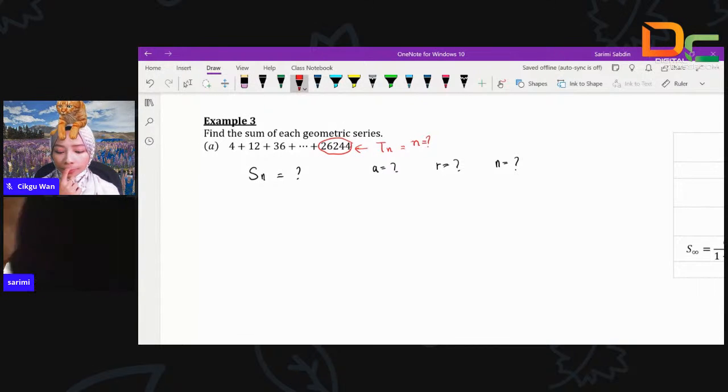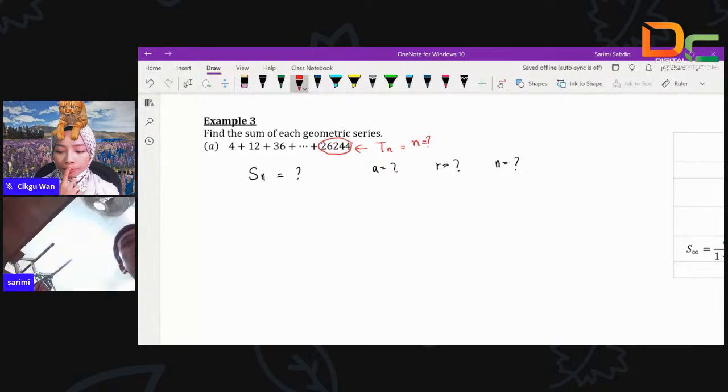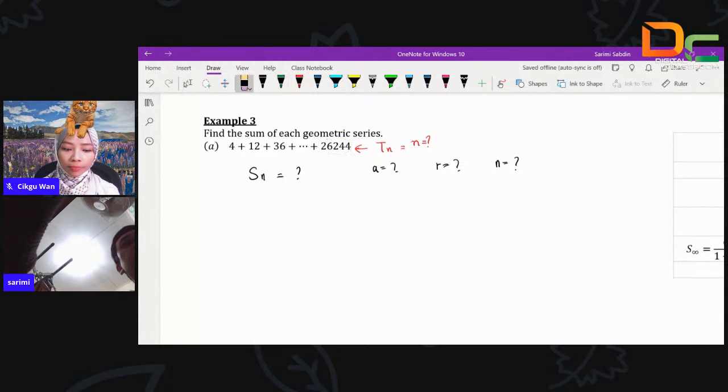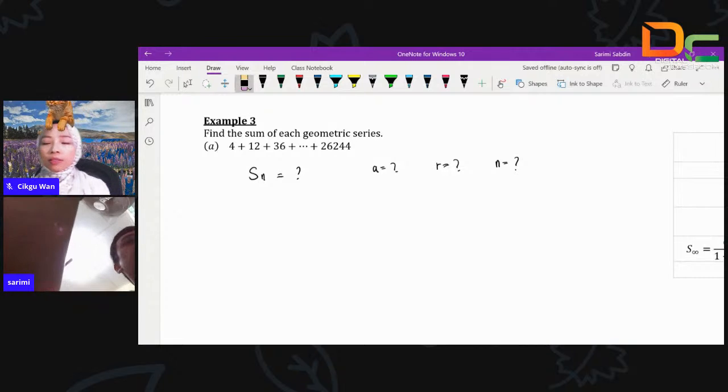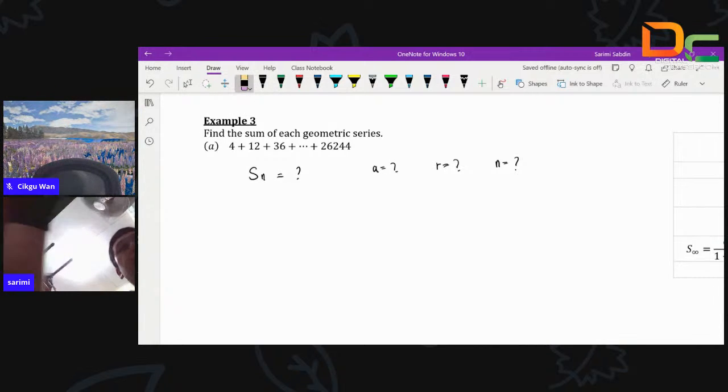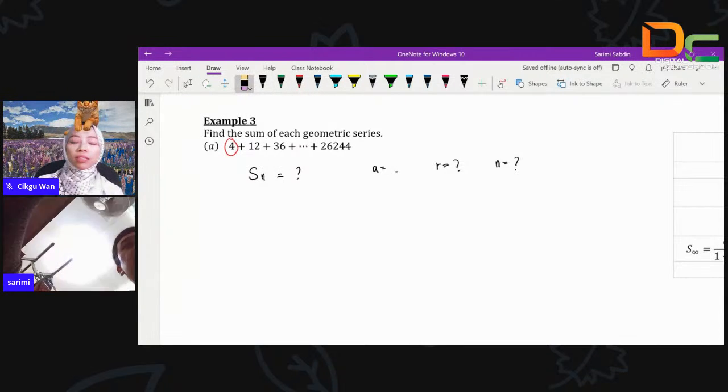Okay. Sebab kita nak tambah sampai ke sini, so kita kena tahu lah dia ni term yang keberapa. Alright, so we need also to find the value of n. So first is A, because A is just the first term, which is 4. So A is 4. So settle A is 4.